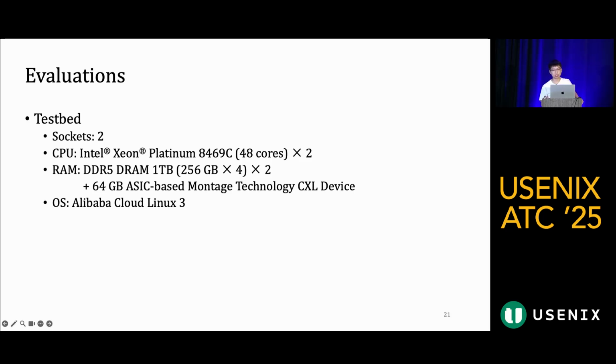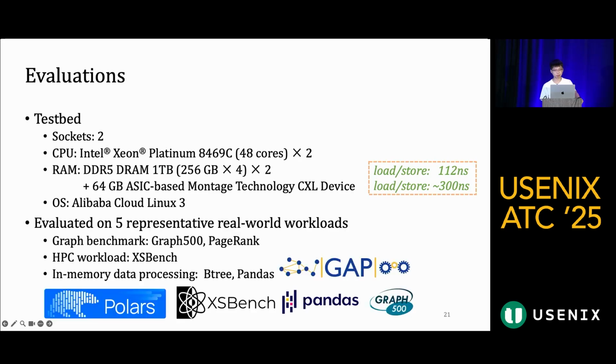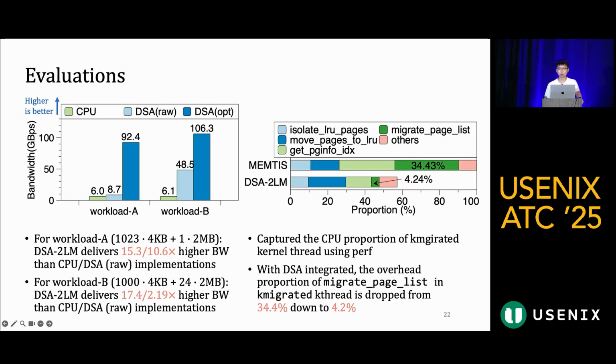Now, we present our evaluation methodology. Our testbed is a dual-socket server equipped with an ASIC-based CXL expander. The load latency is about 112 nanoseconds for DRAM and around 300 nanoseconds for CXL memory. We evaluated 5 representative real-world workloads, including graph benchmarks, HPC workloads, and in-memory data processing. Two workloads, A and B, are employed to assess the effectiveness of our adaptable aggregation algorithm.